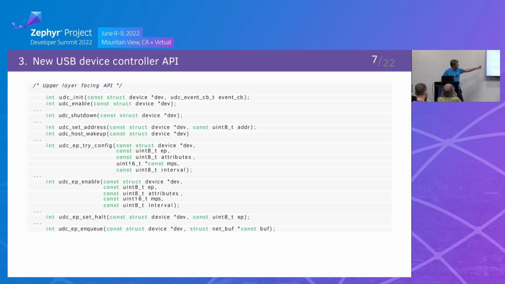The other difference is that there is an endpoint try configuration function, which is used by the upper layer to check a configuration. So it can pass all the attributes for an endpoint, like isochronous transfer, packet size, and so on, to the common layer of the driver, and it either succeeds or returns some specific error codes, like if a parameter is wrong or just not supported.